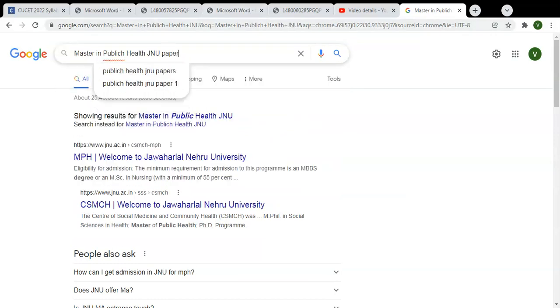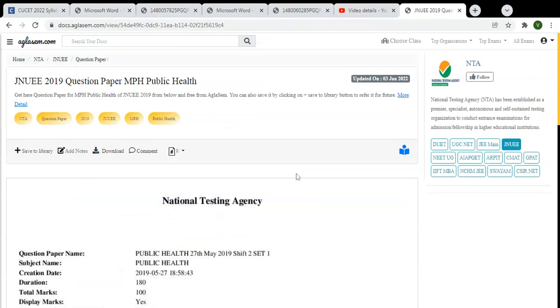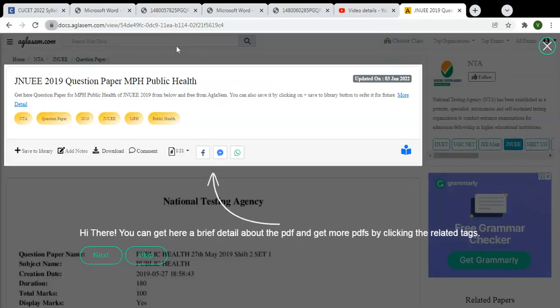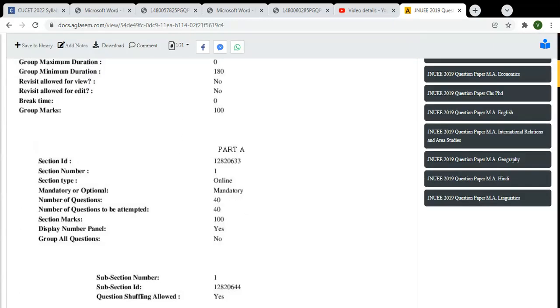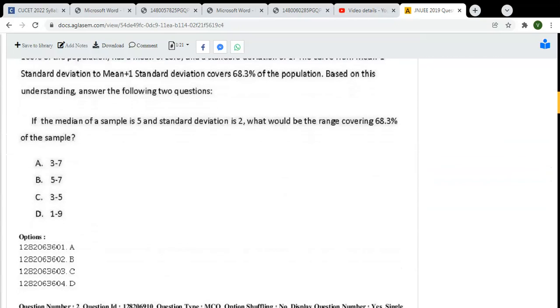If they don't have any paper, that means you may need to go for self study. But the paper is here. Okay, here it is. So you see, what is the syllabus of the paper?